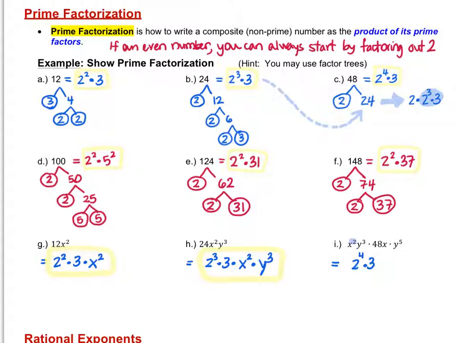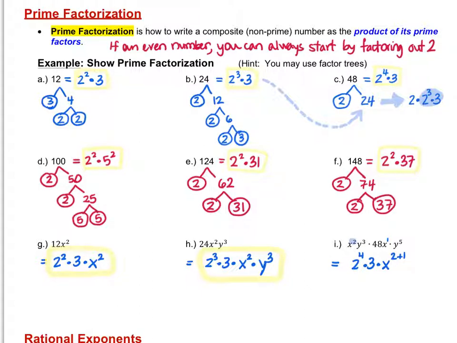We have x to the power 2, and we have another x. Remember, when there's no exponent, we know that that means it's a power of 1. So that's going to give us times x to the power 2 plus 1, which of course is 3.